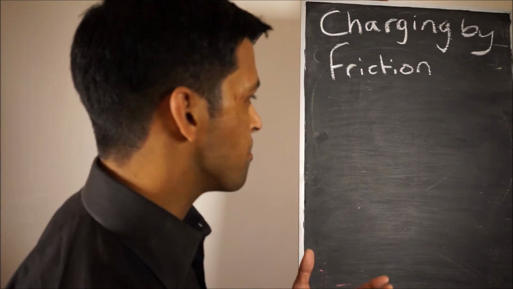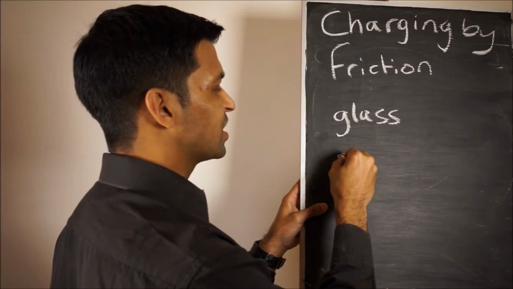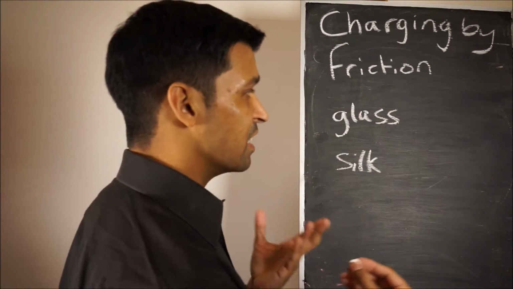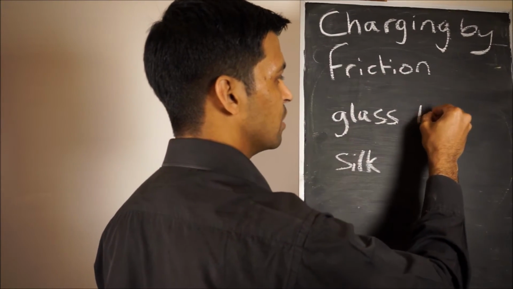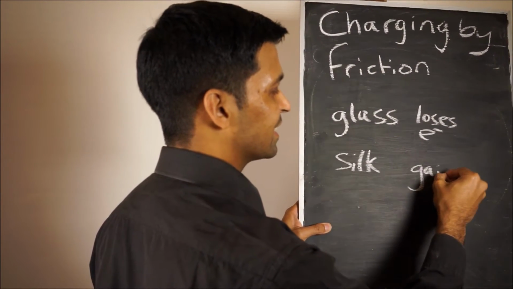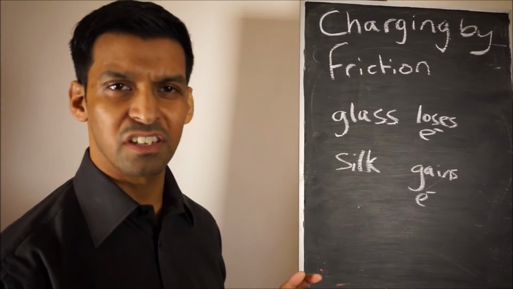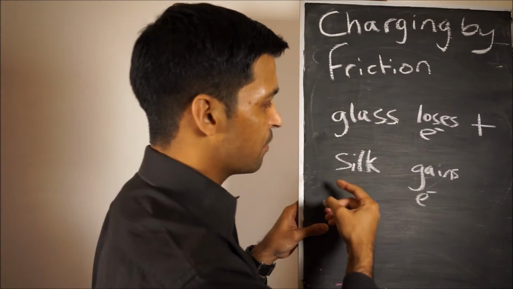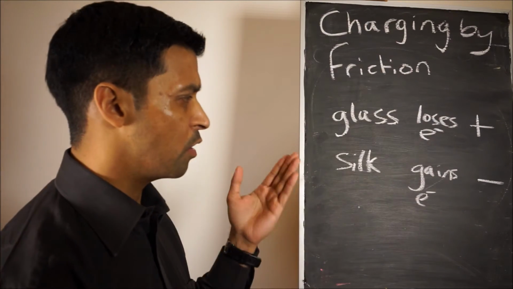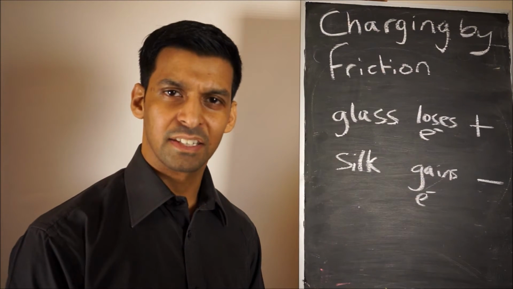If you have glass and you rub it with silk, okay, the glass, what it does is it loses electrons. So this one loses electrons and this one gains electrons, okay? As a result, if this loses electrons, the glass becomes positive and the silk, as it gains negatively charged electrons, is going to be overall negative. So these are what you'd call appropriate objects.